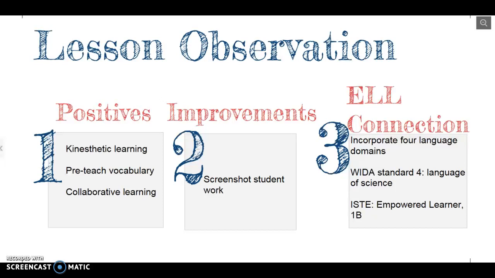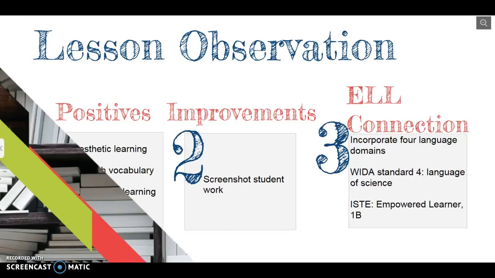This lesson also touched upon WIDA Standard 4, the language of science. This educational experience aligned with the ISTE standard of the Empowered Learner, which is 1B, since the students were able to have this technology integrated within the lesson to support their learning.